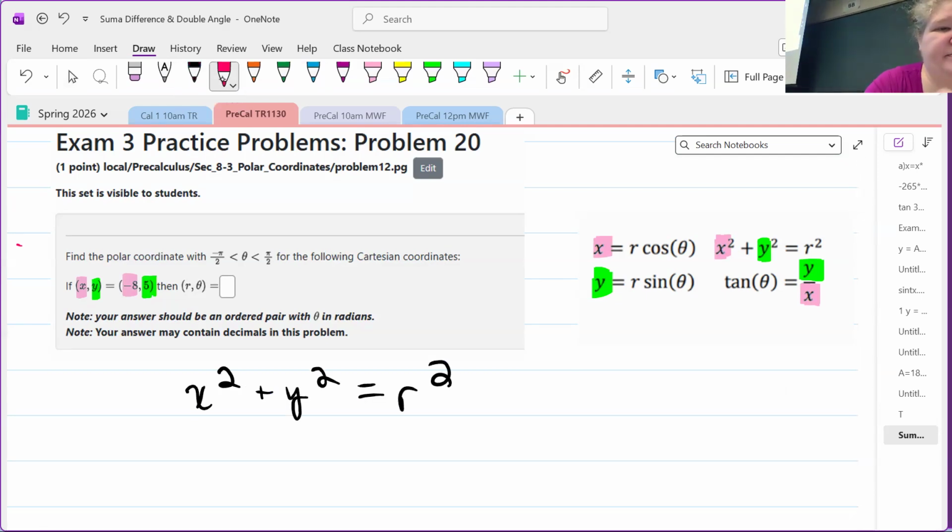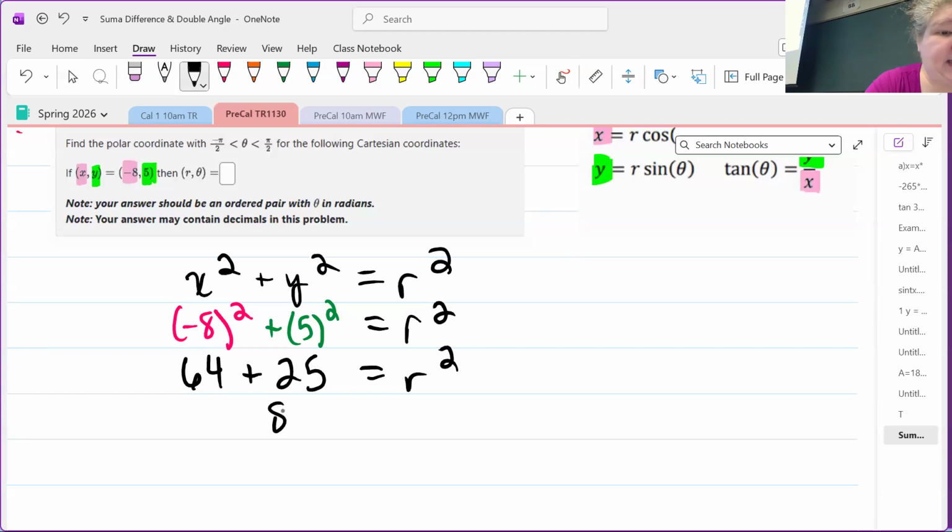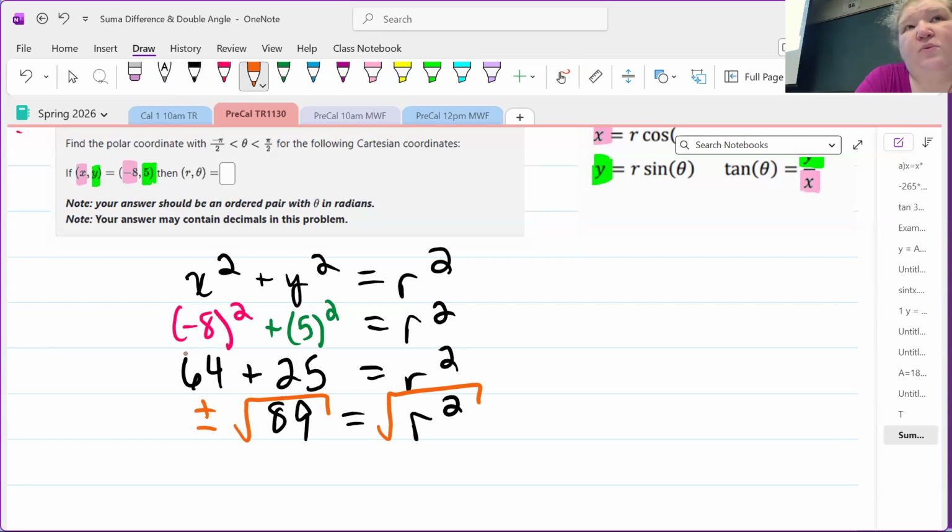And now we fill in -8 for x and +5 for y. So -8 squared plus 5 squared equals r squared. So that is 64 plus 25, which is 89. Cool. So r squared equals 89. And then we square root. And we have to remember the plus or minus in front. And right now, I'm just going to leave it as plus or minus the square root of 89 because I don't know which of those I want yet.